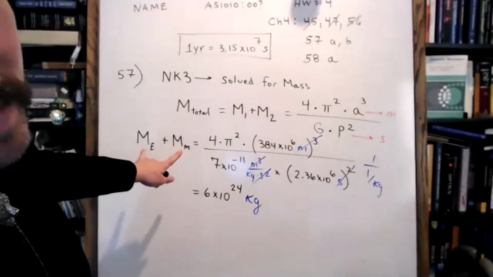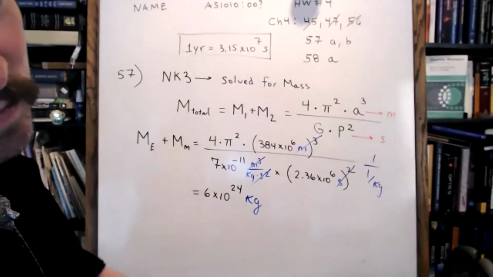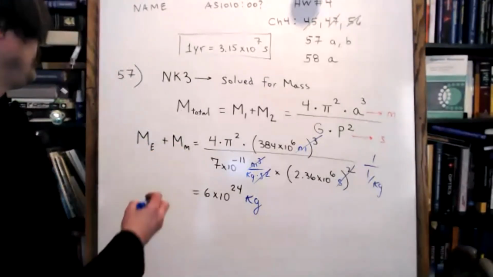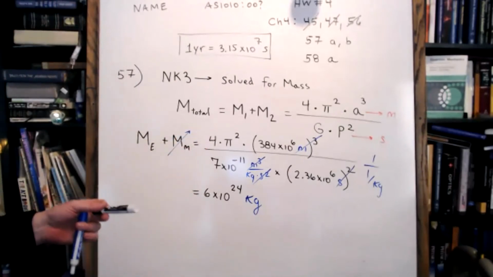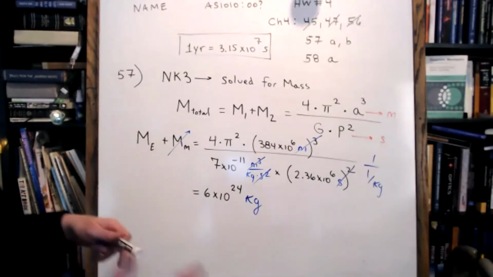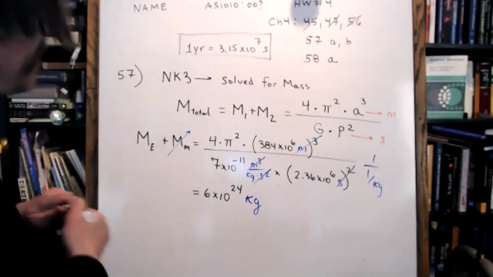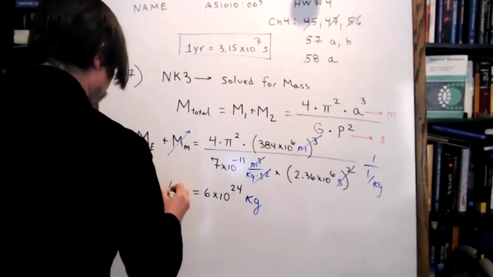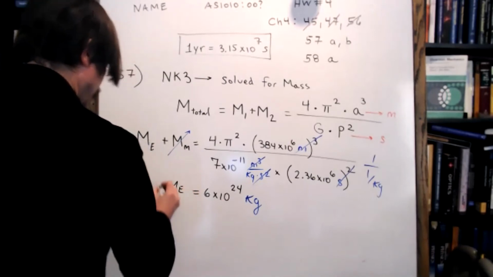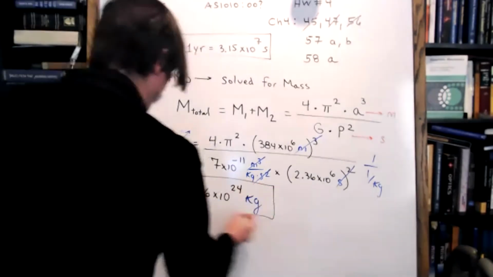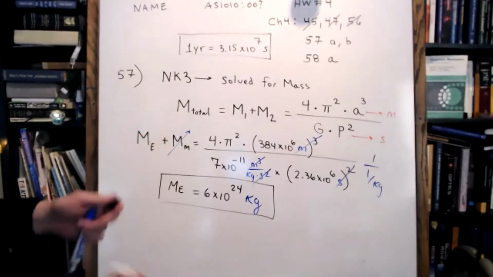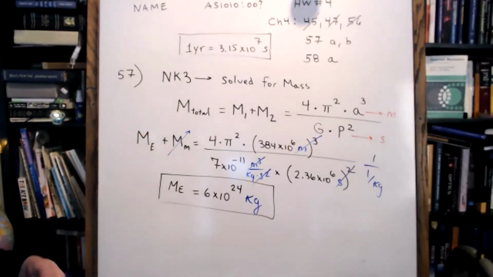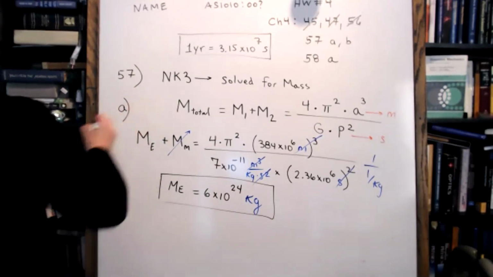They wanted us to find the mass of the Earth, but this is mass of Earth plus mass of the moon. The idea is that we can neglect the mass of the moon as insignificant because it's like 80 times less than the mass of Earth. So we basically argue that the mass of Earth plus the mass of the moon is still just the mass of Earth. And that's the answer to part A.